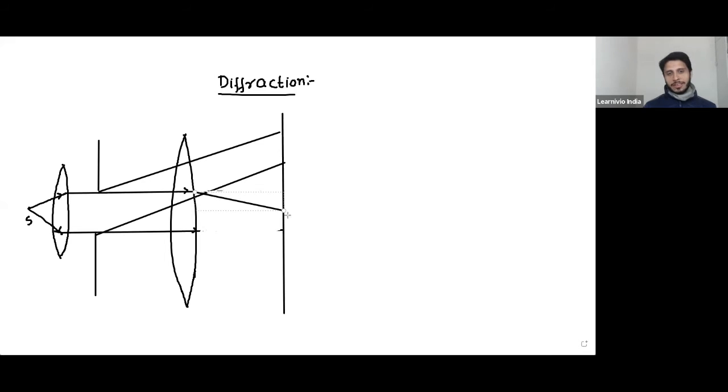So to converge these waves on the screen, we are using this convex lens. This convex lens will converge these waves on the screen and you will get fringes here. The fringe here is known as the central maxima.